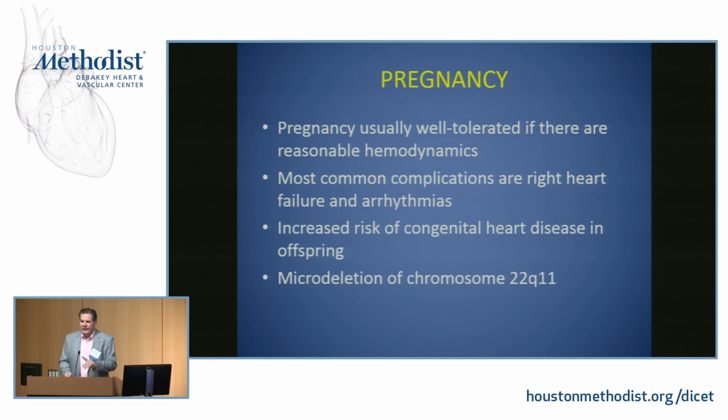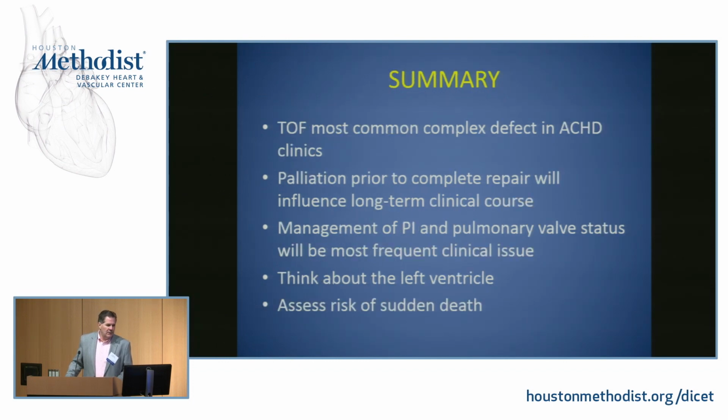I know there's a later talk on pregnancy, so I won't talk about this too much. Generally well tolerated with tetralogy. The most common complications with tetralogy in pregnancy are right heart failure and arrhythmias. There's an increased risk of congenital heart disease in their offspring. And all patients with tetralogy ought to be screened for DiGeorge syndrome, or microdeletion of chromosome 22.